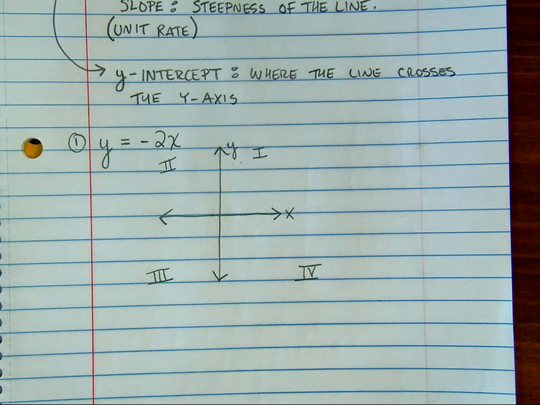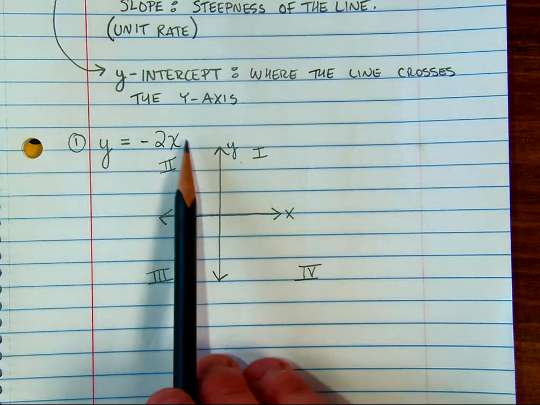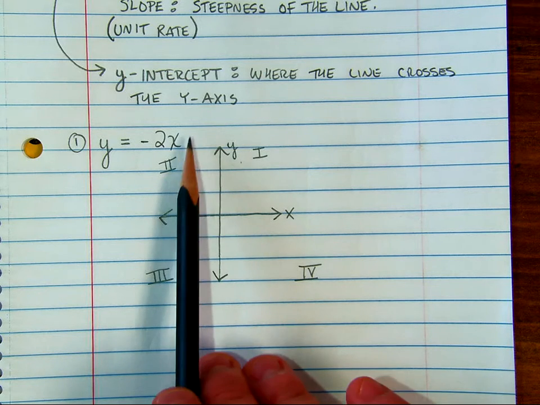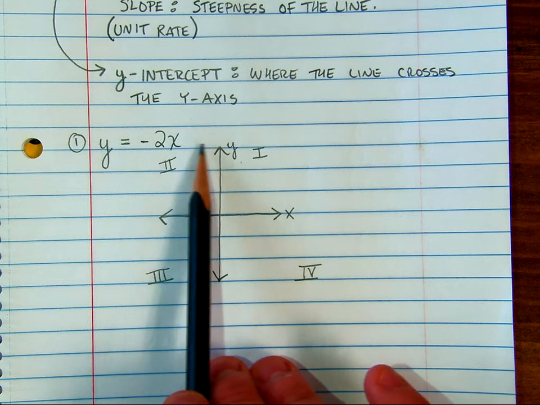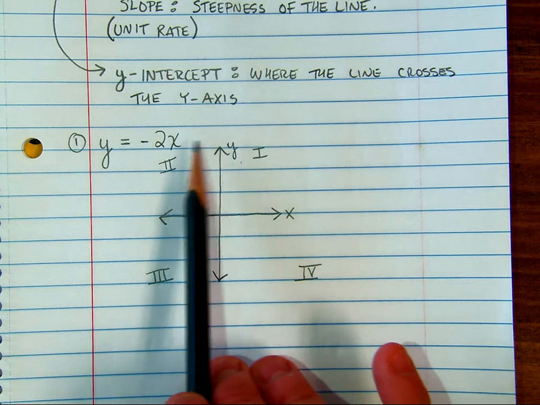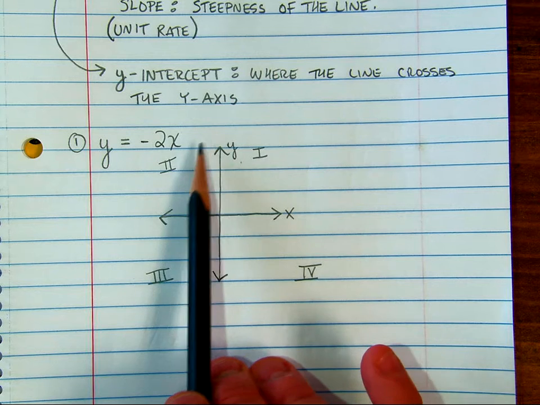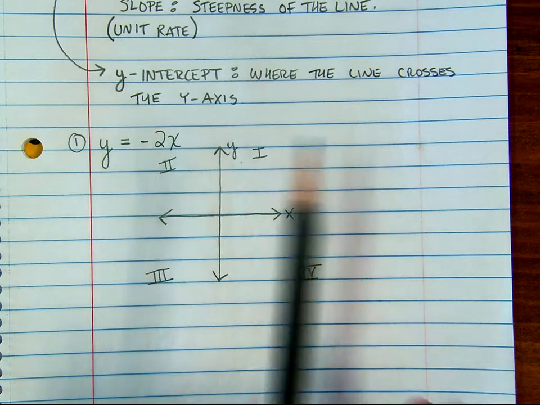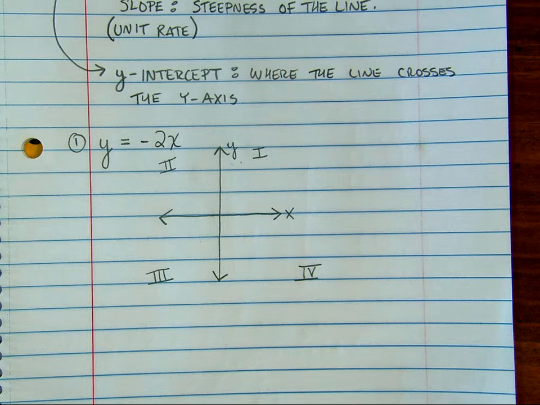Looking at the equation y equals -2x, we need to determine where this line is going to start. Where is the y-intercept? Where will the line cross the y-axis, Jacob? 0 is correct. There is no number added to x. There is no number subtracted from x. Therefore, this line will pass through 0. And what do we call 0, Josh? The origin.